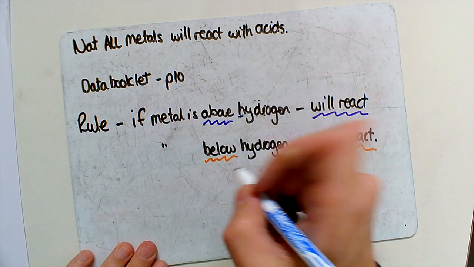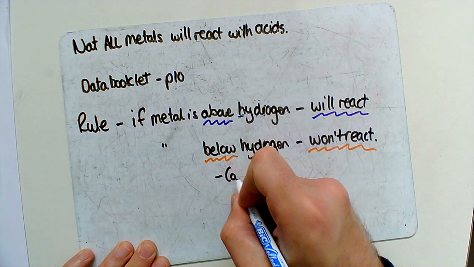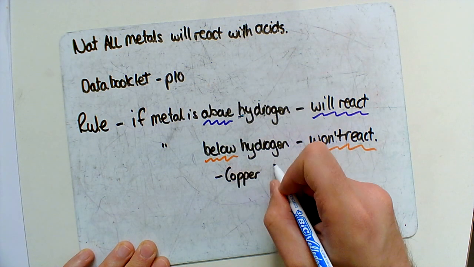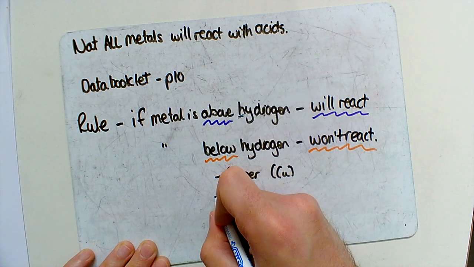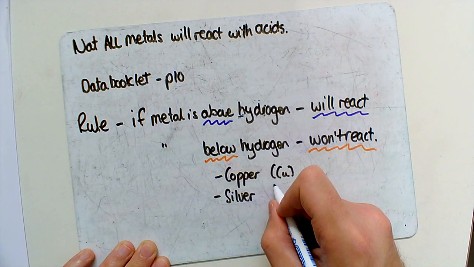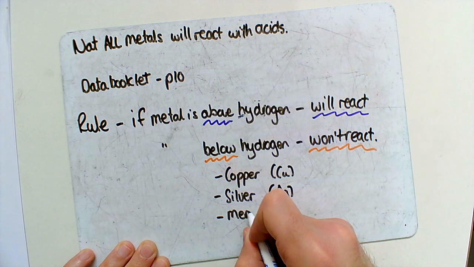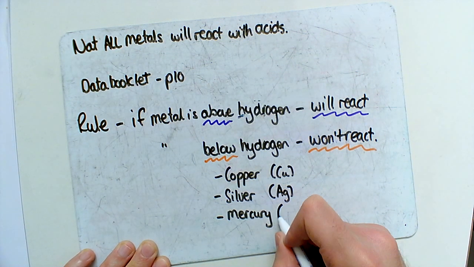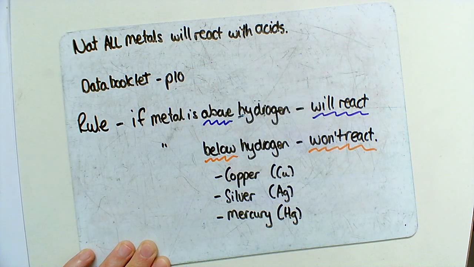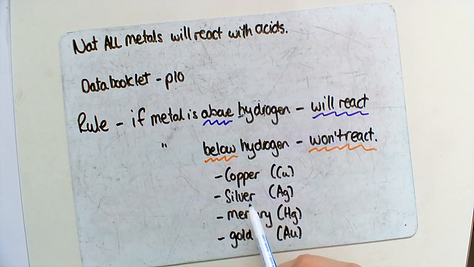There are only 4 elements for metals that will not react, and they are copper, which is Cu, then silver, which is Ag, mercury, which is Hg, and gold, which is Au. So those are the 4 metals below hydrogen, and they won't react.